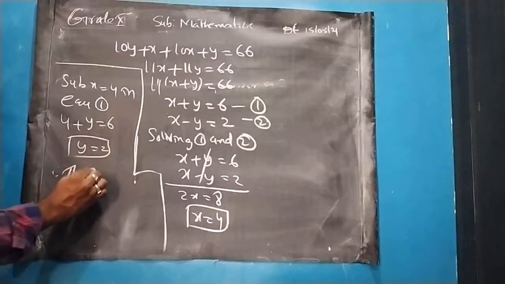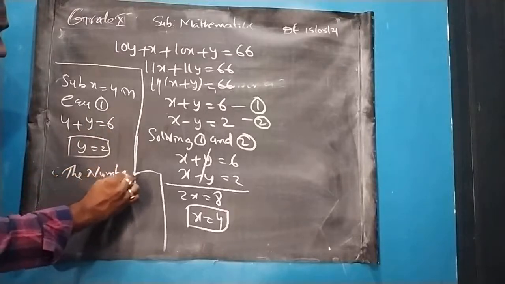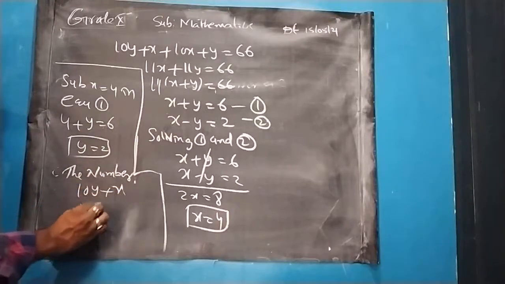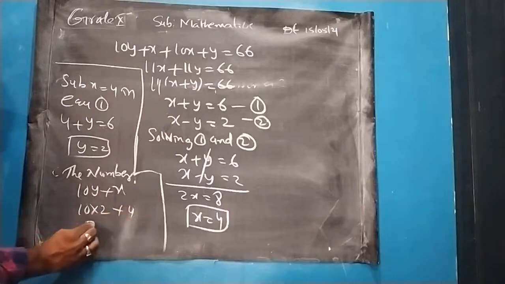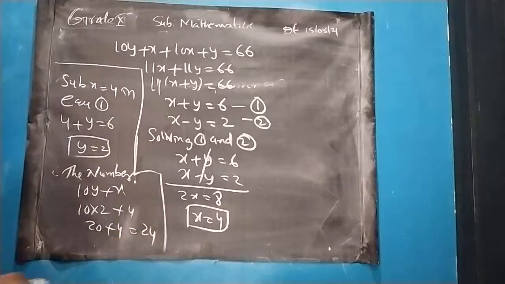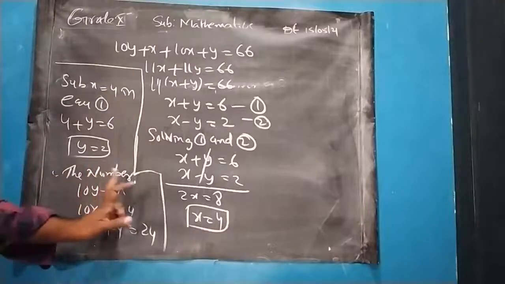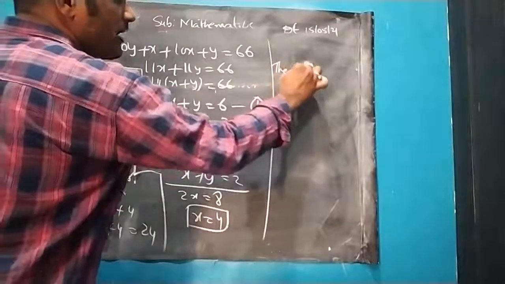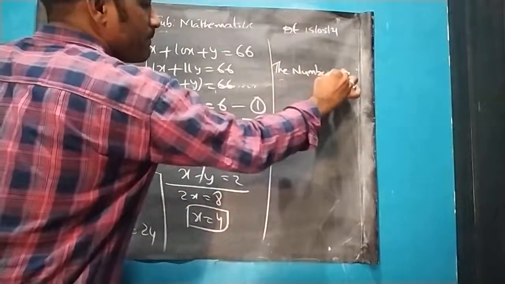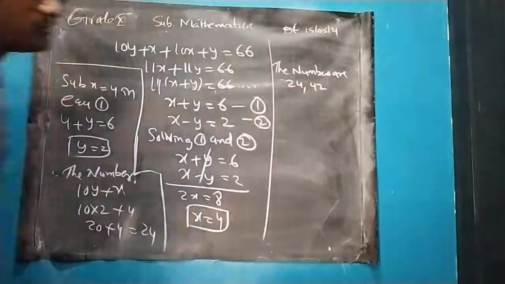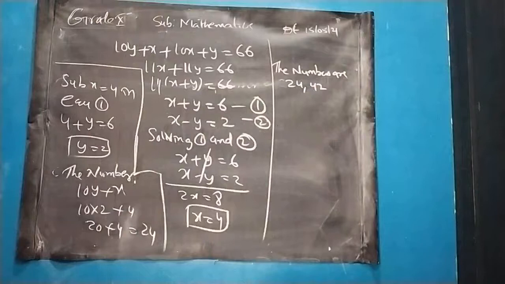Therefore, the number. It is asking to find the number; what is the number we have assumed? 10y plus x. So that is 10 into 2 plus x, which is 4. So 20 plus 4, which is 24. Means we are going to replace x and y values in the original number. He is asking how many such numbers are there. The numbers are, one is 24, the second one will be 42. The reverse of that number will also be possible.